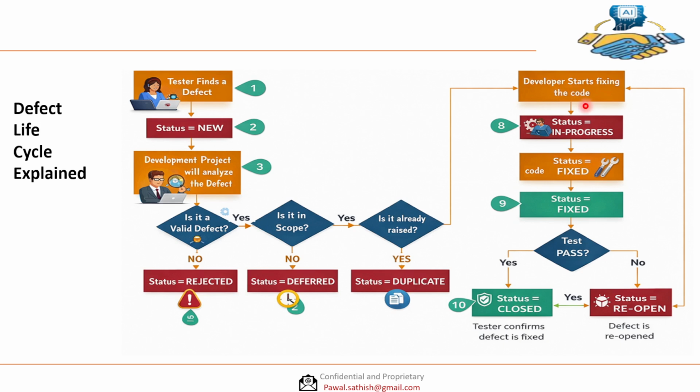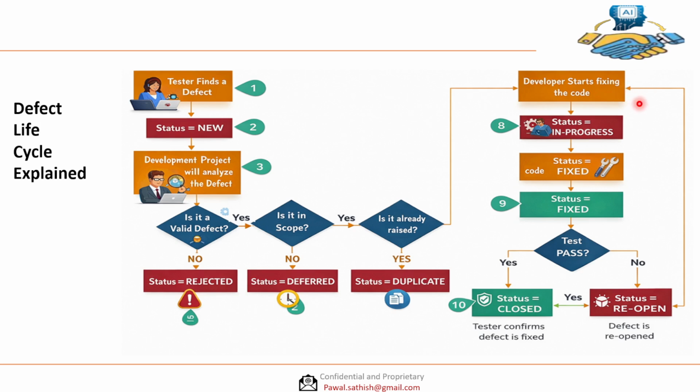Once we assign it to the development team, the status becomes in progress. Later, once the development team gives the fix and is waiting for the build, the status will change to code fixed. Once the build is deployed to the QA environment, as a tester we'll retest it, and if the test cases pass, we'll mark it as closed or resolved. Here the tester confirms the defect is fixed. If not, we'll reopen it, and the defect is assigned back to the development team or the respective developer.